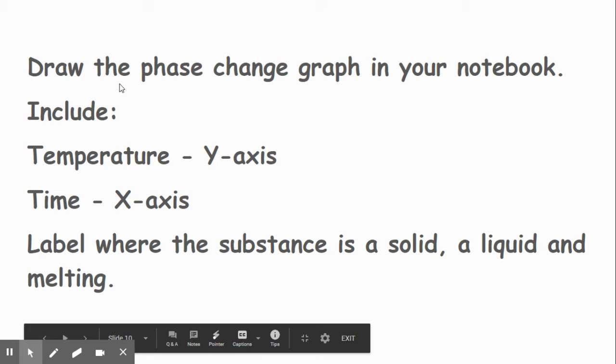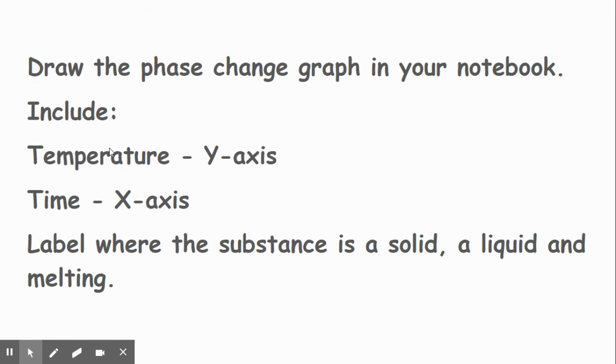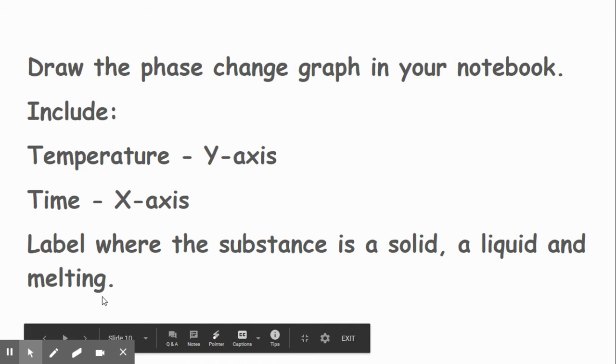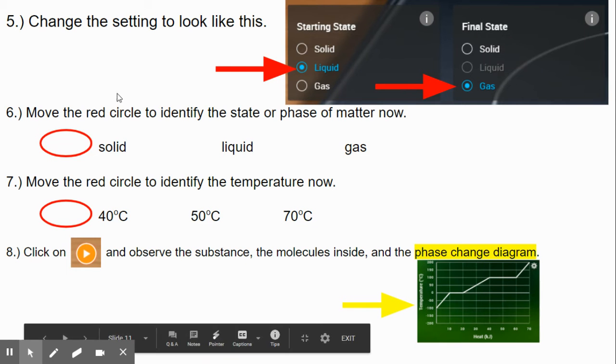But in your notebook, you need to draw the phase change graph, and you need to include the X and Y axis. And you need to label where the substance is a solid, a liquid, and where it's melting. Change the setting to look like this.